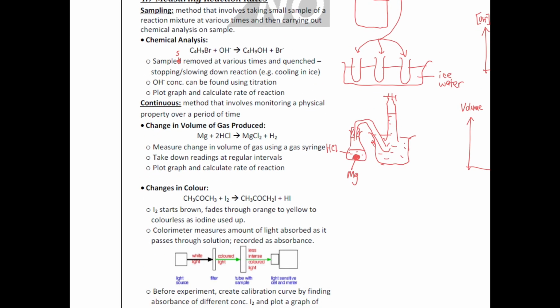Now, the next one, changes in color. Changes in color is also counted under the continuous method. You can see the example here. CH3COCH3, this is a ketone, propanone, plus iodine becomes CH3COCH2I plus HI.